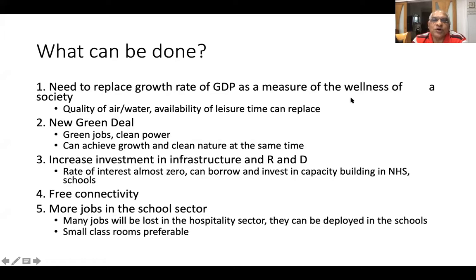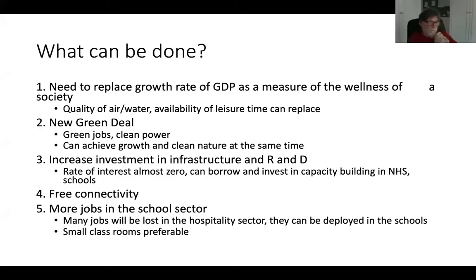We need to replace growth of GDP as a measure of the wellness of society. We could replace it by quality of air, water, availability of leisure time, etc. We can replace this concept of GDP as the measure of the health of the economy and the goodness or wellness of society. A second thing we want is a new Green Deal. There is a huge area where new investment can take place, like green jobs and clean power, and this way we can achieve growth and clean nature at the same time.